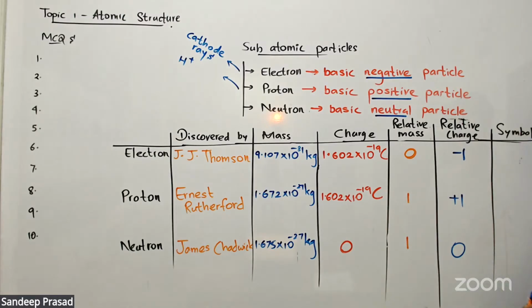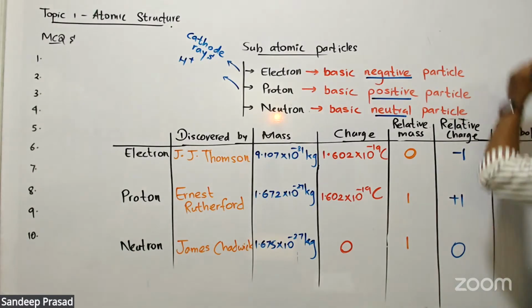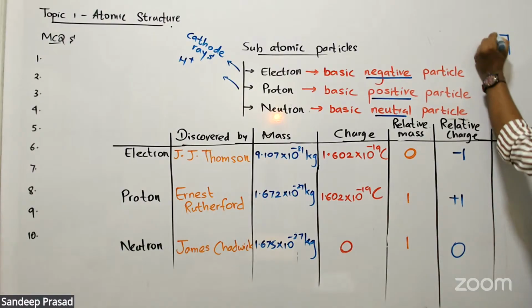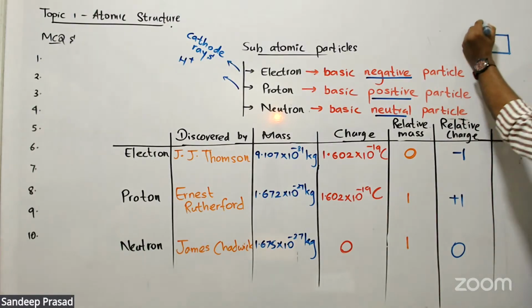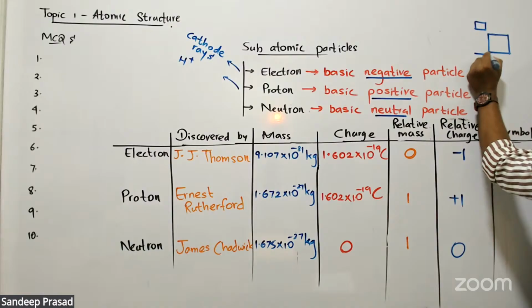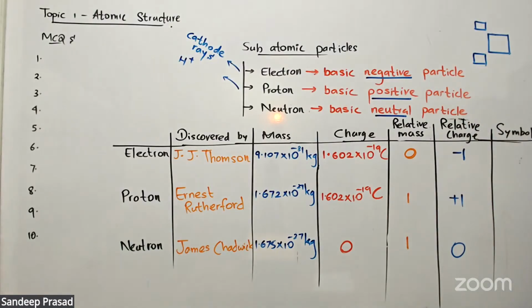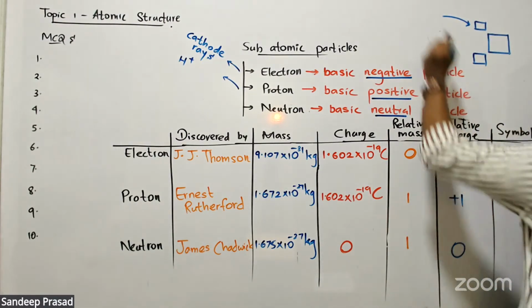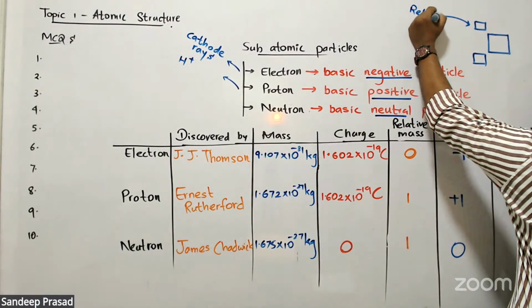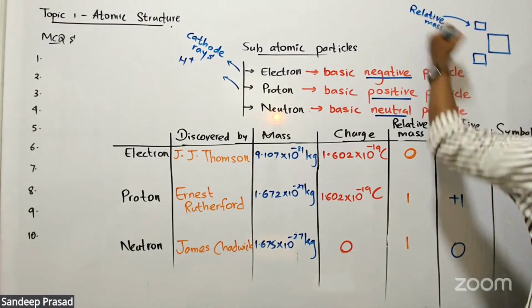Now, what is the symbol that we are using to denote the electron, the proton and the neutron? It's very interesting. When we denote the symbol of electron, proton and neutron, in the left side top corner, we mention its relative mass.